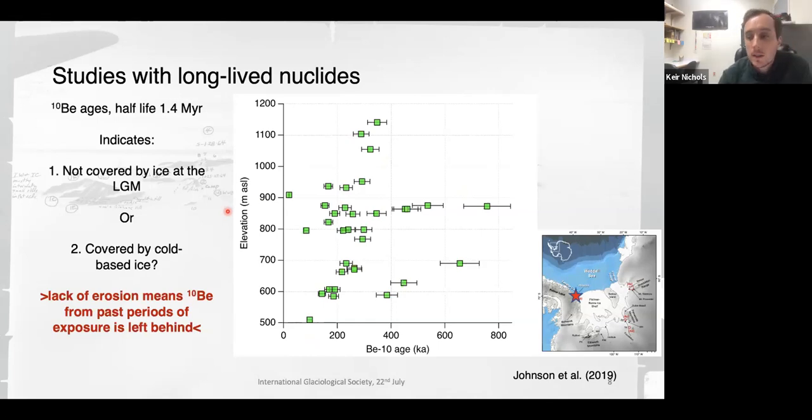Cold-based ice is frozen to its bed, and it then protects surfaces, so the rock beneath it, rather than erodes them. And because beryllium-10 has such a long half-life of 1.4 million years, if you're not eroding the rock away, you're just going to build up more and more beryllium-10 as you move through time, as the ice sheet expands and thins. So you end up with ages that are much older than 20,000 years ago. So we wanted to work out, was this site covered by cold-based ice?